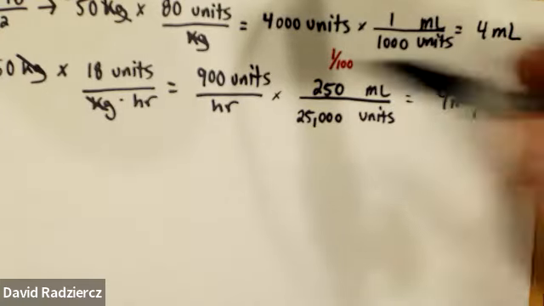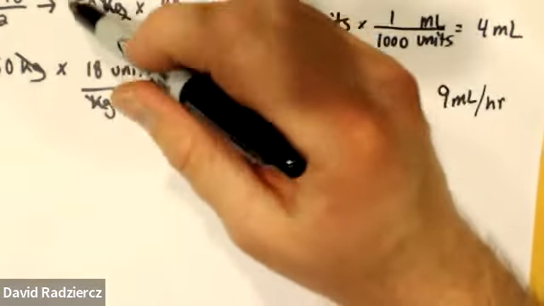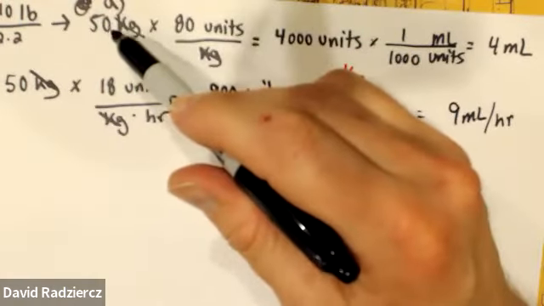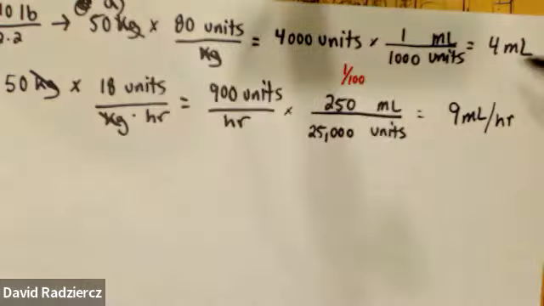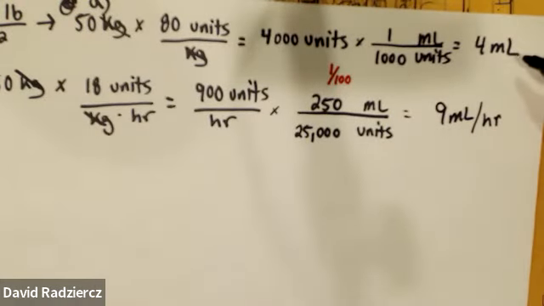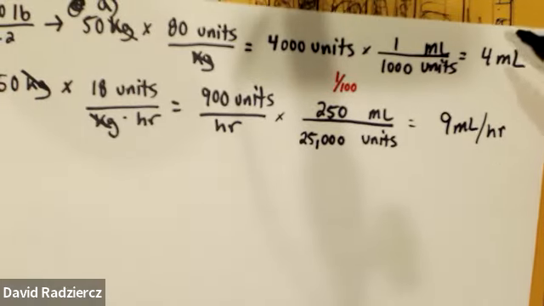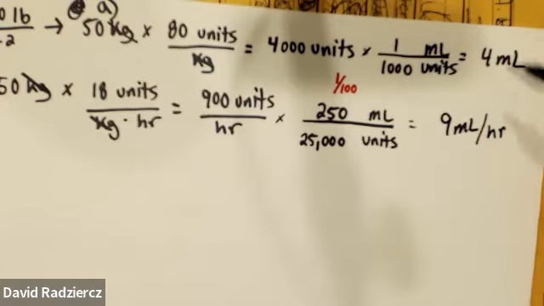Now, inevitably, when you have a patient's weight that could round to the nearest 10th, you're likely going to get an answer that also gets rounded to the nearest 10th. Just keep that in mind that your final answer is the one that needs to be rounded to the nearest 10th when you get to that point.